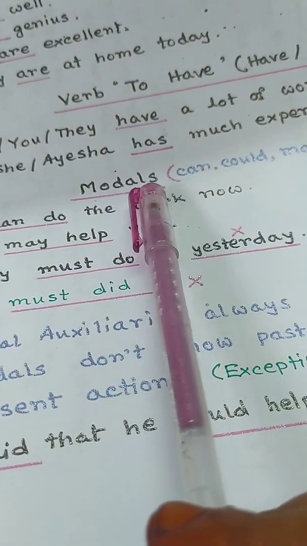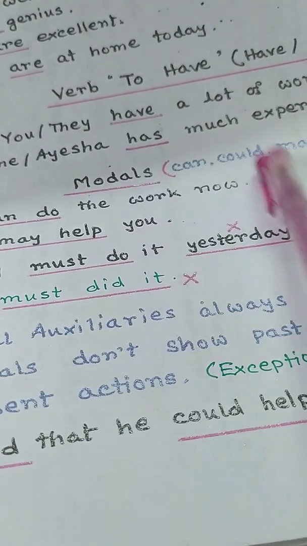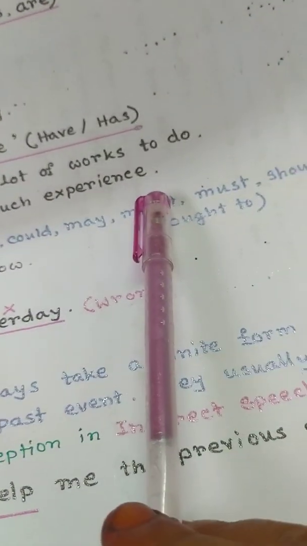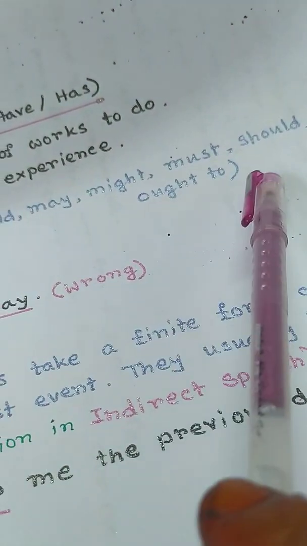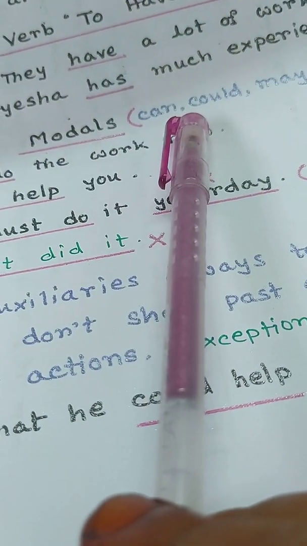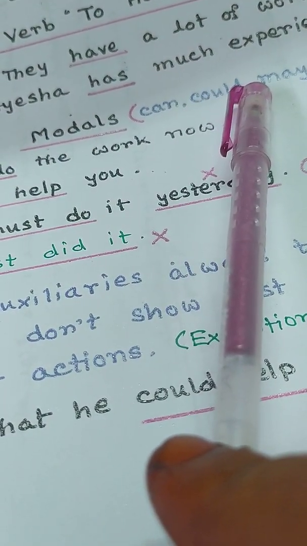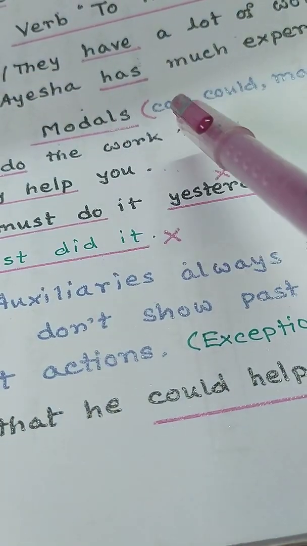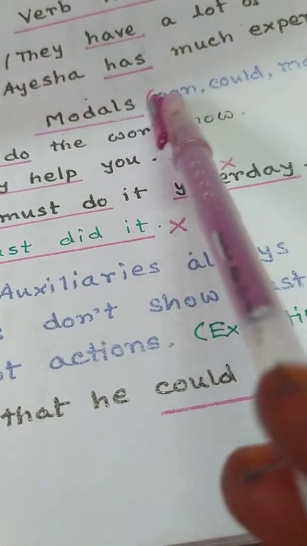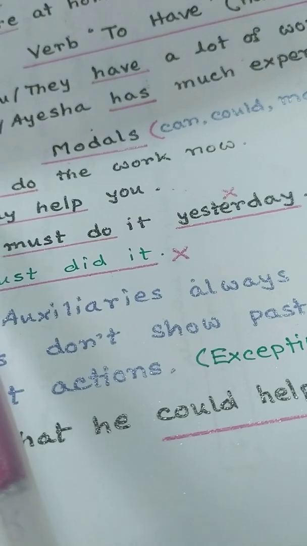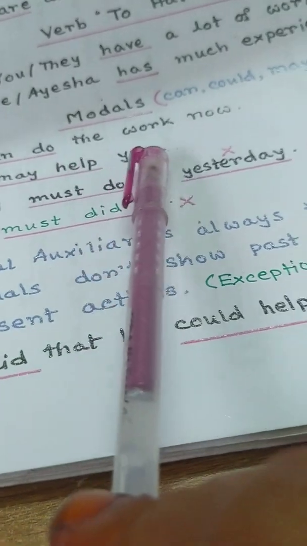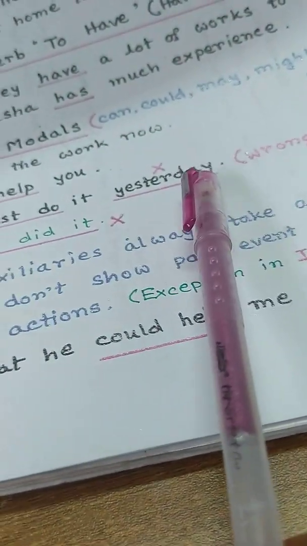Then there are uses of modals that we call modal auxiliaries in present simple. Can, could, may, might, then must, should, or ought to. Remember that when we use the modals, the verb will be unchanged. We cannot change the main verb, but we can change the uses of modals, not the main verb. Look at the structures of sentences. I can do the work now.